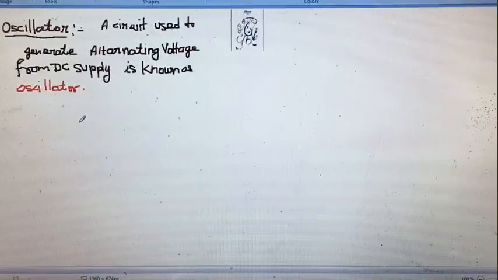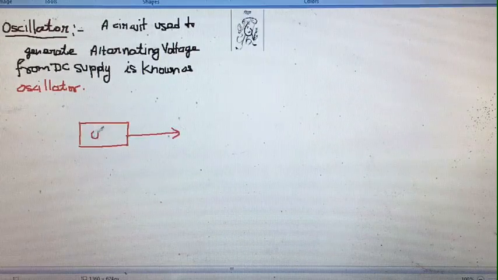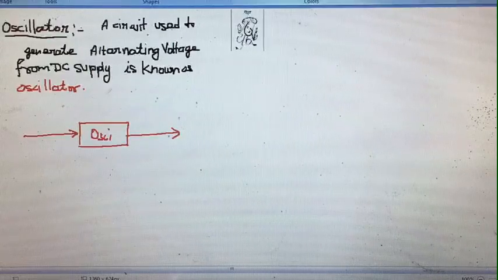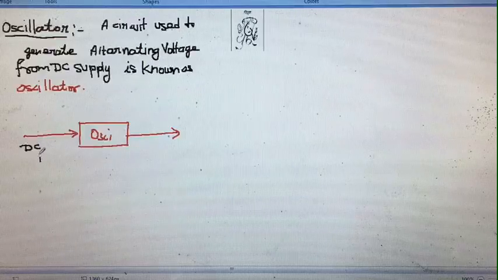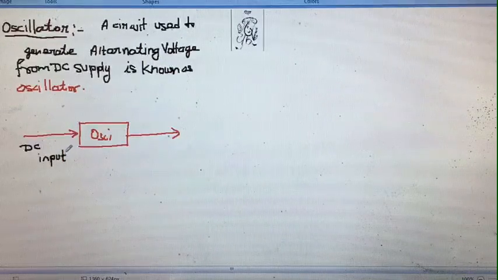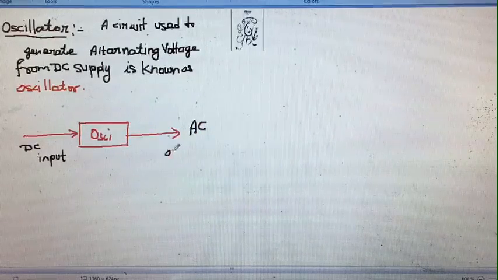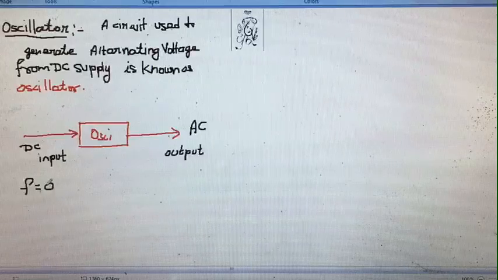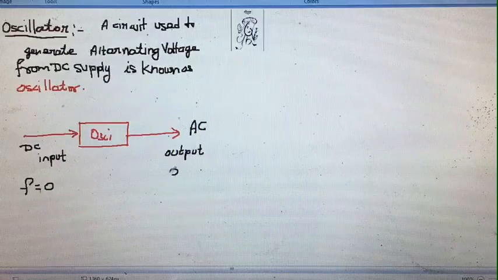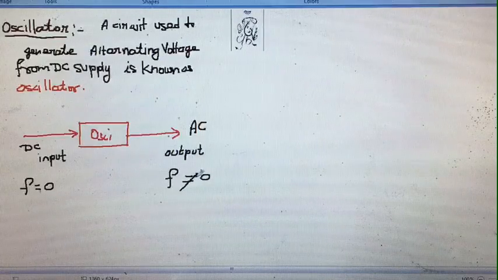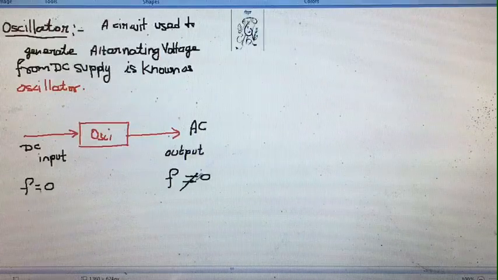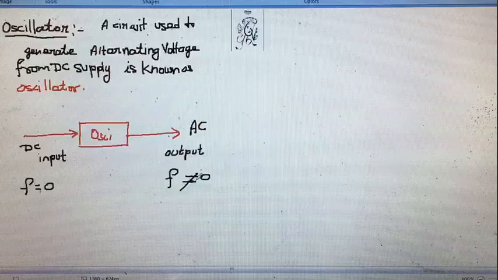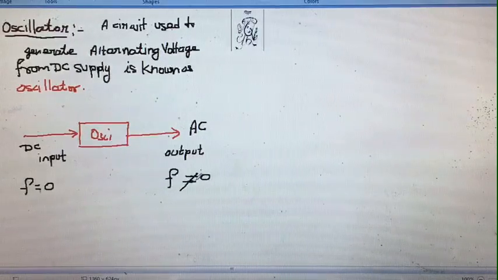So, in simple form, with the help of a diagram, I am going to describe. This is our oscillator. We are providing input from a DC source, and here we are getting AC output. Frequency for DC input, f or nu, is 0, and in AC output the frequency is not 0, there is a constant frequency for the AC output. So we can say that oscillator is a device which is used to generate the frequency with the help of no frequency signal or DC signal.